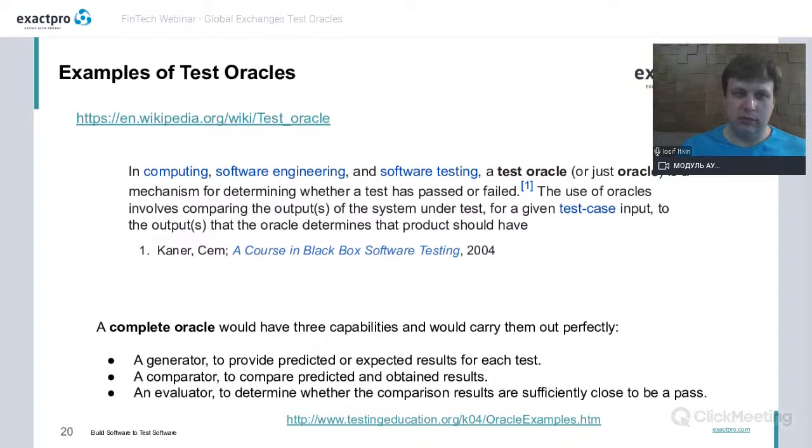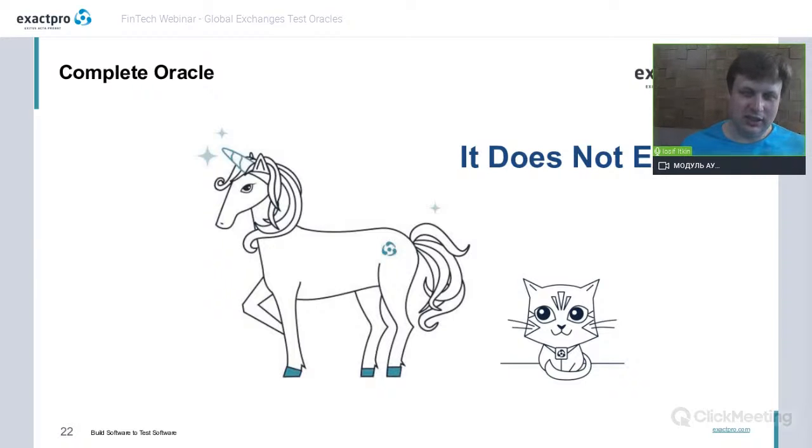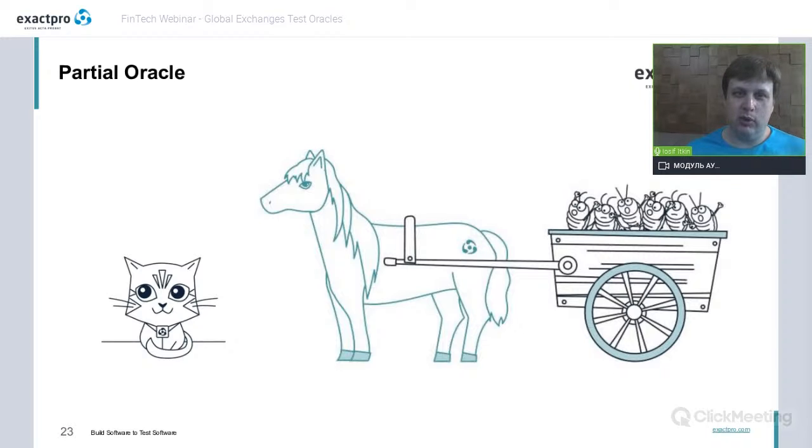So what is important about a complete oracle? The main thing is that it is like a unicorn in the sense that it does not exist. There is no such thing as a complete oracle. It is not possible to develop a program that will give correct answers to all the questions about software. So it is an unachievable task.